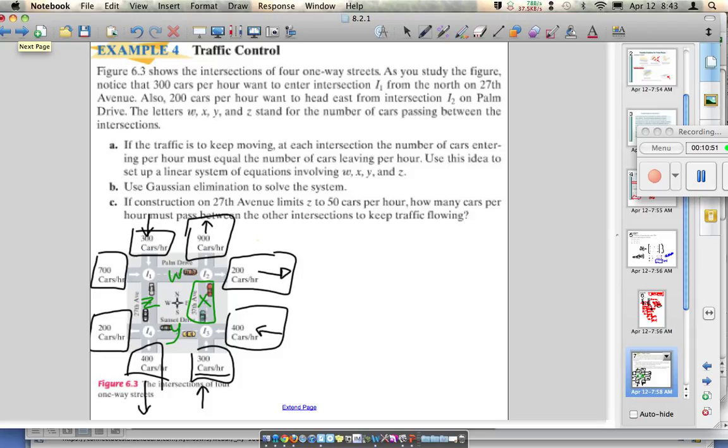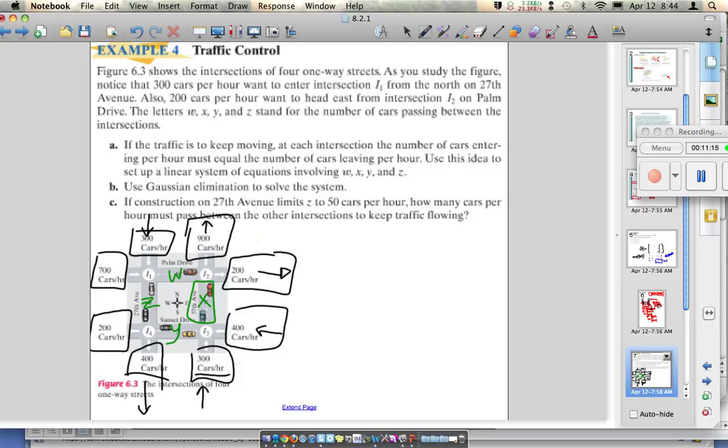So here's question A. If the traffic is to keep moving at each intersection, the number of cars entering per hour must equal the number of cars leaving per hour. That makes sense. Use this idea to set up a linear system of equations involving W, X, Y, and Z. Step B will be using Gaussian elimination, turning it into reduced row echelon form, to solve the system.